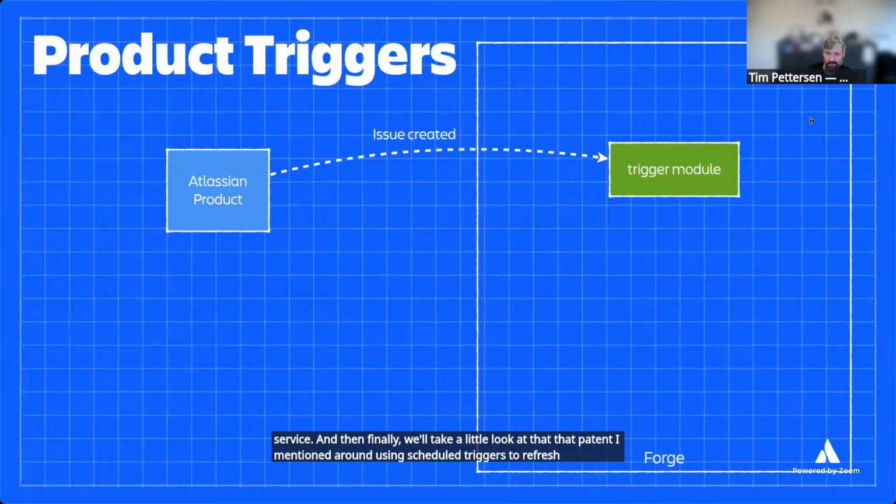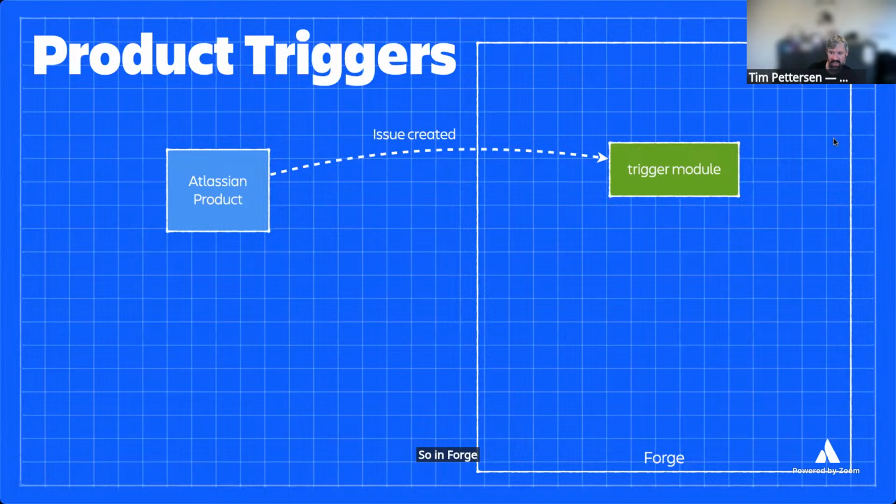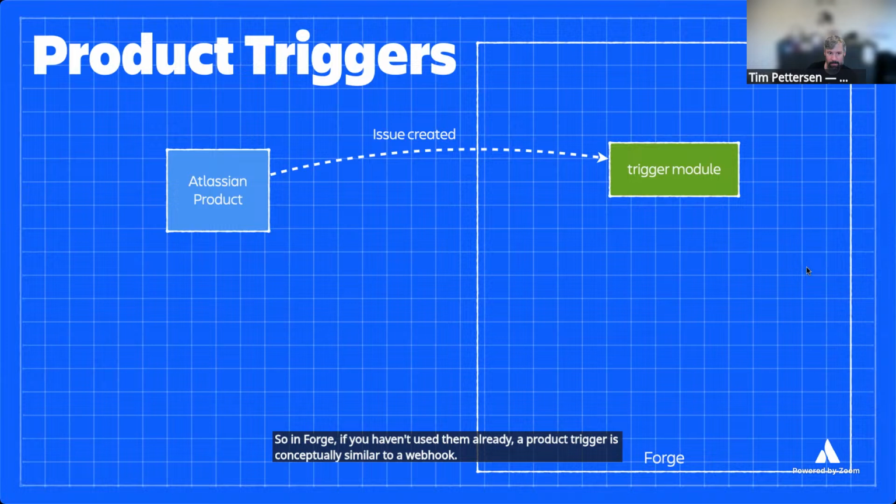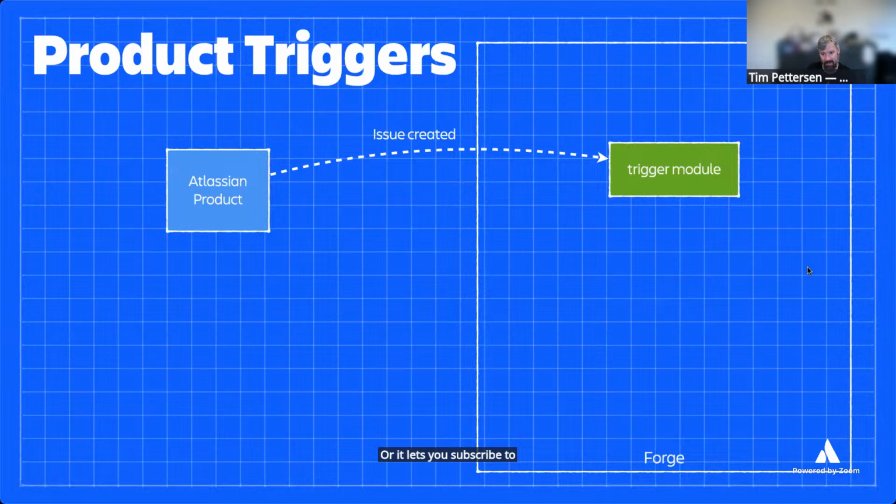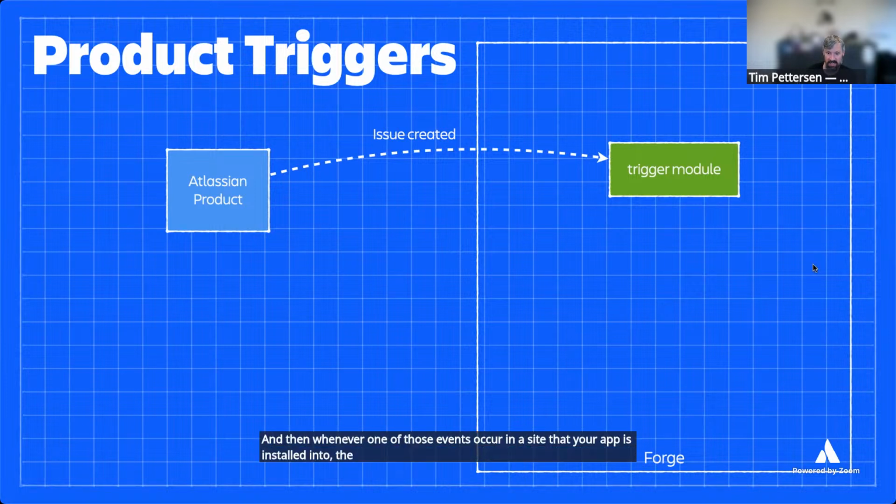So in Forge, if you haven't used them already, a product trigger is conceptually similar to a webhook. Basically, it lets you subscribe to events like issue creation or page deletion or comments, or it lets you subscribe to app lifecycle events like installation or uninstallation. And then whenever one of those events occur in a site that your app is installed into, the corresponding trigger module will be invoked for your app.